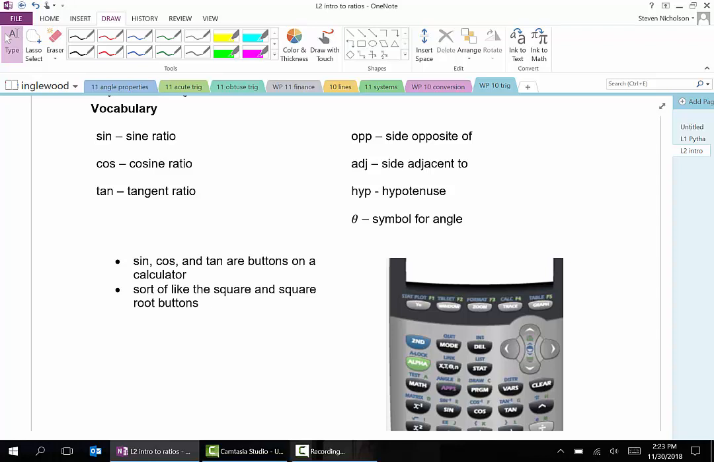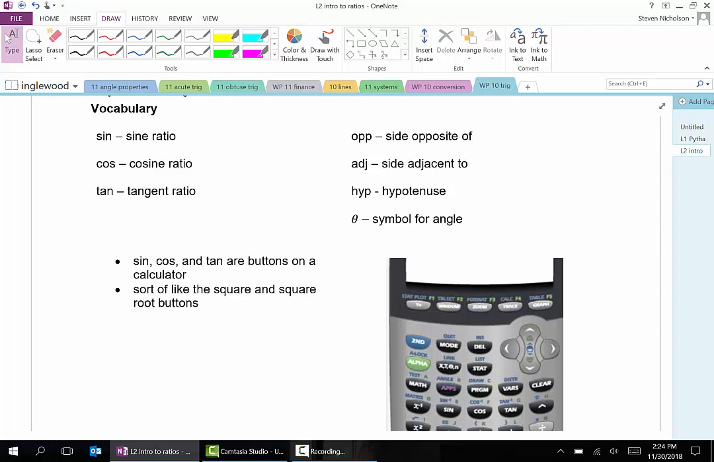So SIN is the sine ratio, and it is used when you have particular information. COS is the cosine ratio, and it is used when you have other particular information. And finally, TAN is the tangent ratio, and that's used when you have some other particular information.